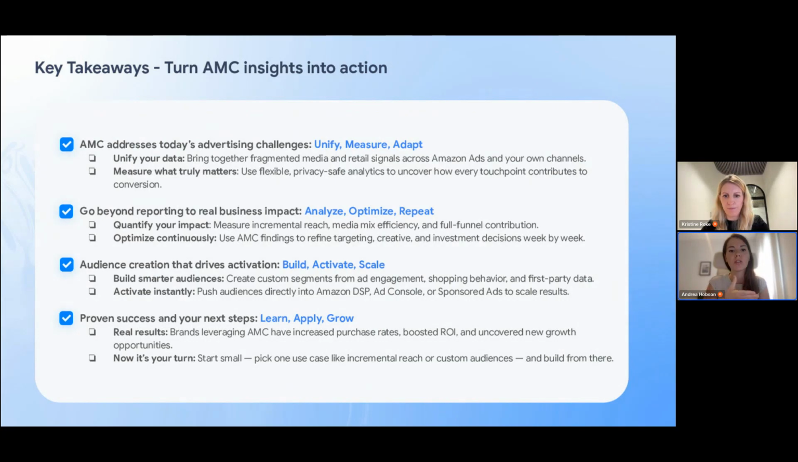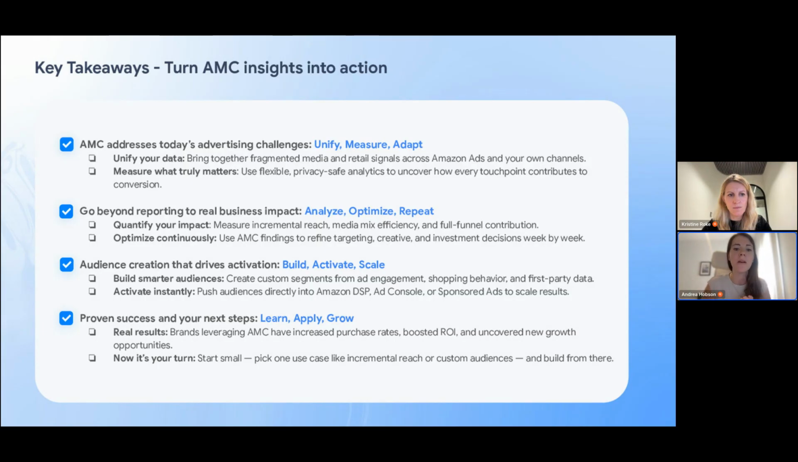So the first action is to connect your data sources and decide which KPIs matter to you the most, and then go beyond that reporting. AMC is not just a dashboard, it's a living tool that will help you measure, optimize, and also adapt over time. You can use it to understand your incremental reach, your media mix, the full customer journey.